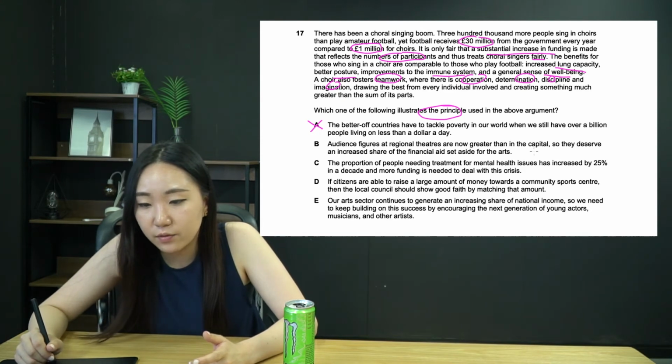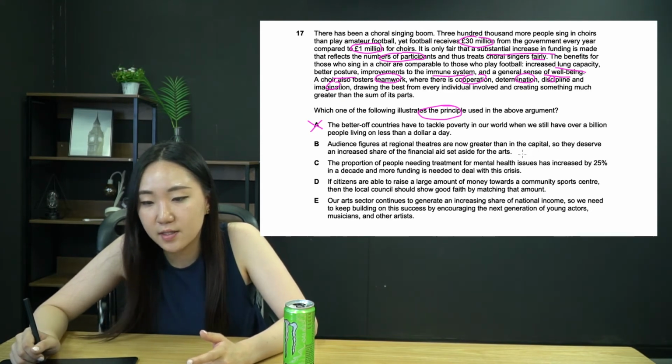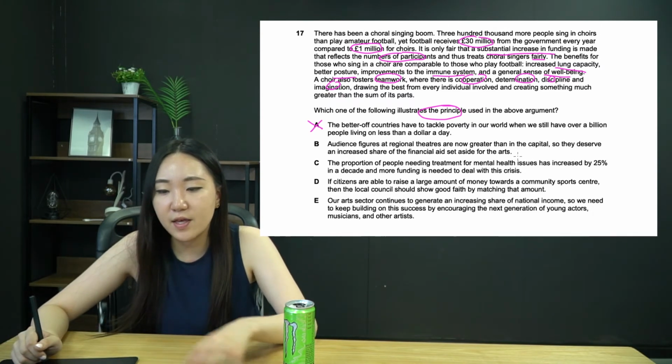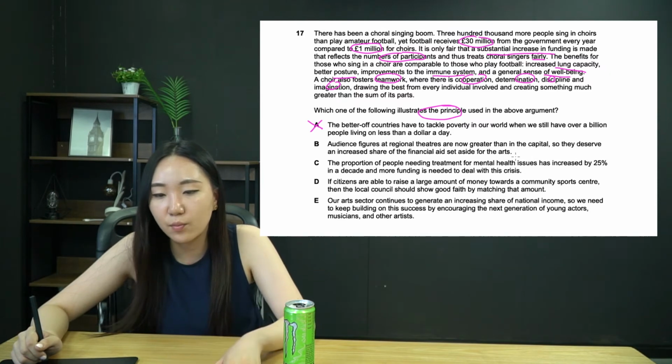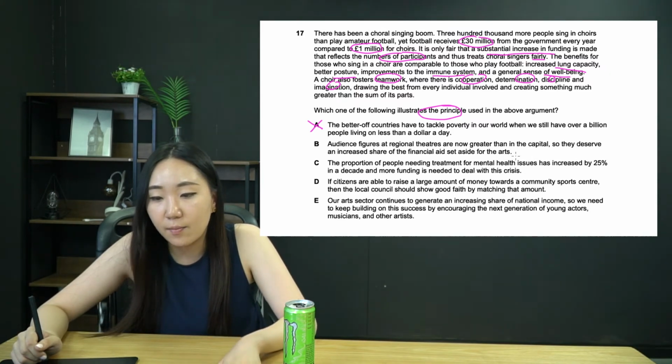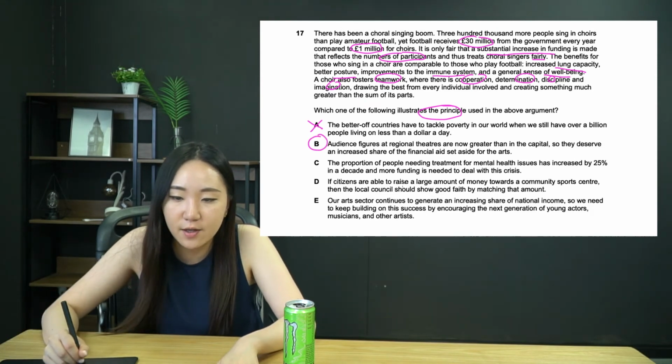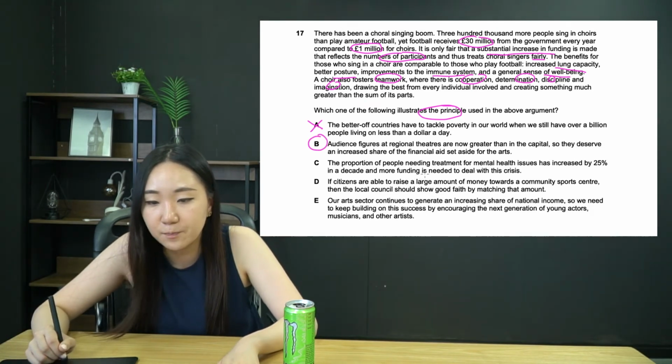Audience figures at regional theatres are now greater than in the capital, so they deserve an increased share of the financial aid set aside for the arts. That's pretty much the same thing, isn't it? Because we're saying the same theatres that give the same benefit, there's more people attending, so therefore they should be given more of the money, okay? So that is the same thing, but let's continue looking.